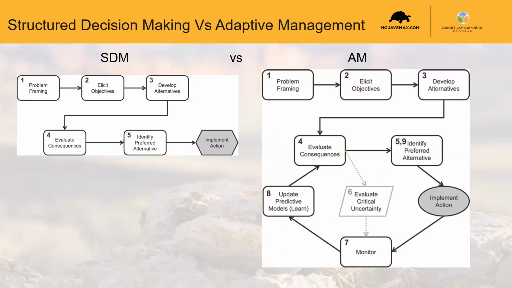So these are just flow charts of what structured decision making looks like and what adaptive management looks like. And you can see that the first six on both of these are exactly the same. So adaptive management is just a more advanced form of structured decision making when you have uncertainty involved.